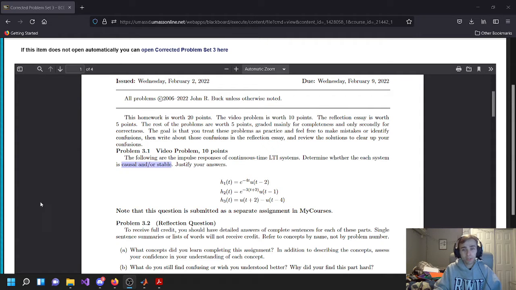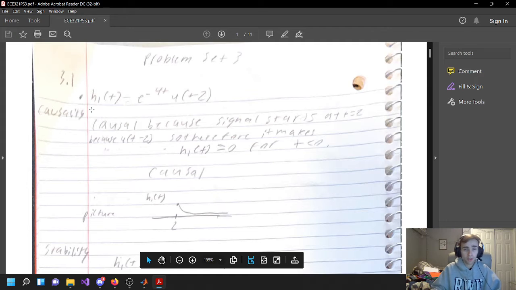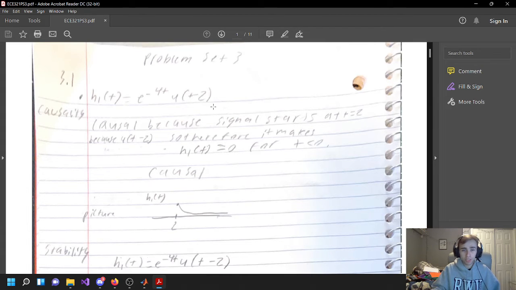In today's problem, we're going to get three given systems, and then we have to solve for whether the system is causal and whether the system is stable. Okay, so let's get into it. The first one is h1 of t equals e negative 4t u of t minus 2.